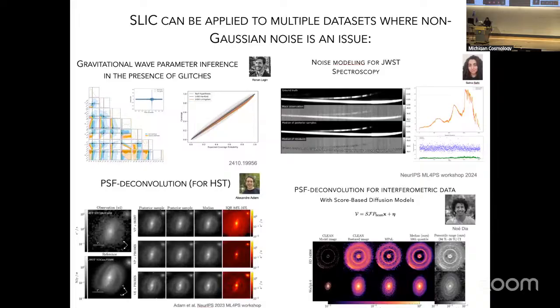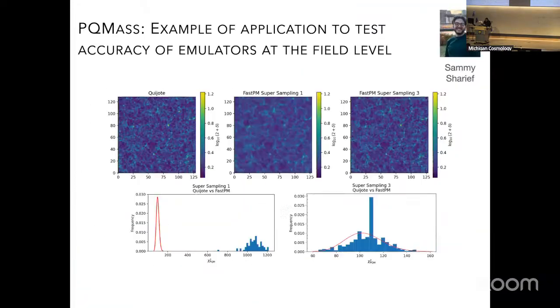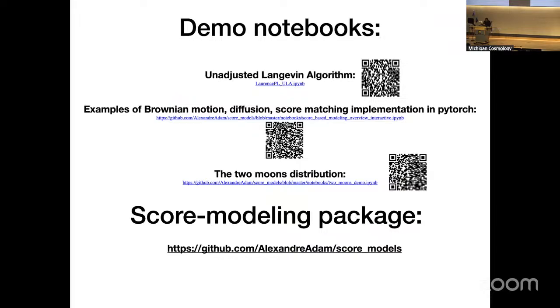And I think I'm going to stop there because you heard me talk enough. I'm just going to go super quickly through how we know that those posteriors are accurate, and show you the notebooks where you can go play with that stuff, and the package that you can use to model the score of distributions if you like. So that's it.